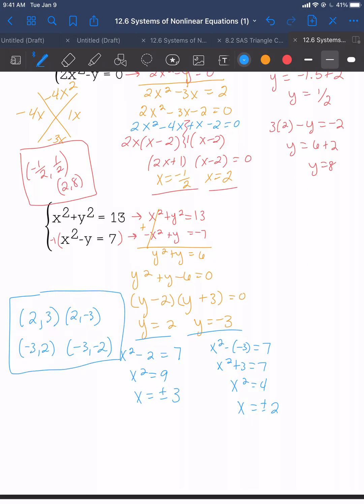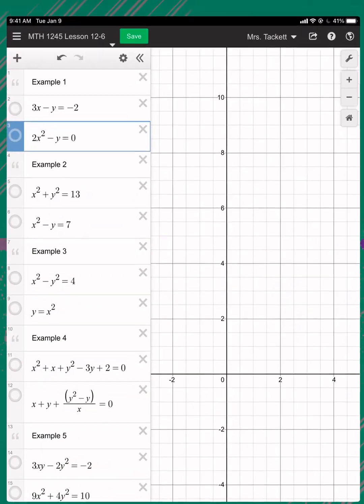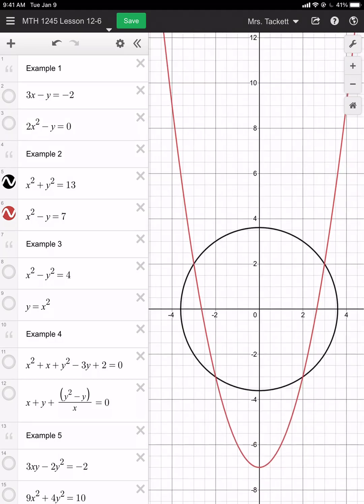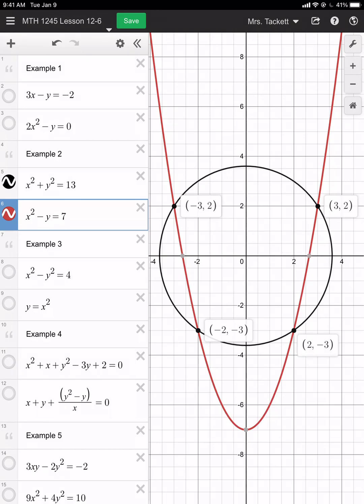Alright, so let's look at the graph. We should have 4 intersections if that's true. And we do here, you see we got a circle and a parabola. So here's our -3, 2, -2, -3, 3, 2, and 2, -3. So there are our 4 solutions.